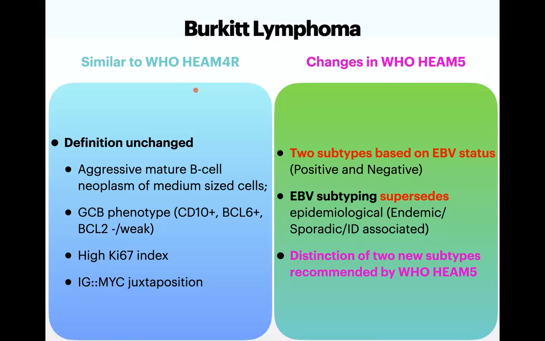It is described as an aggressive mature B cell neoplasm of medium-sized cells with a GCB, that is germinal center B phenotype, CD10 and BCL6 positive, BCL2 negative or weak, characterized by a high Ki67 index, that is high mitotic activity of more than 95%, and a classical immunoglobulin-MYC juxtaposition. The translocation t(8;14) is characteristic, but it can be other classic translocations. MYC is on chromosome 8, so it can be t(2;8) or t(8;22), depending upon which immunoglobulin is involved in the translocation.